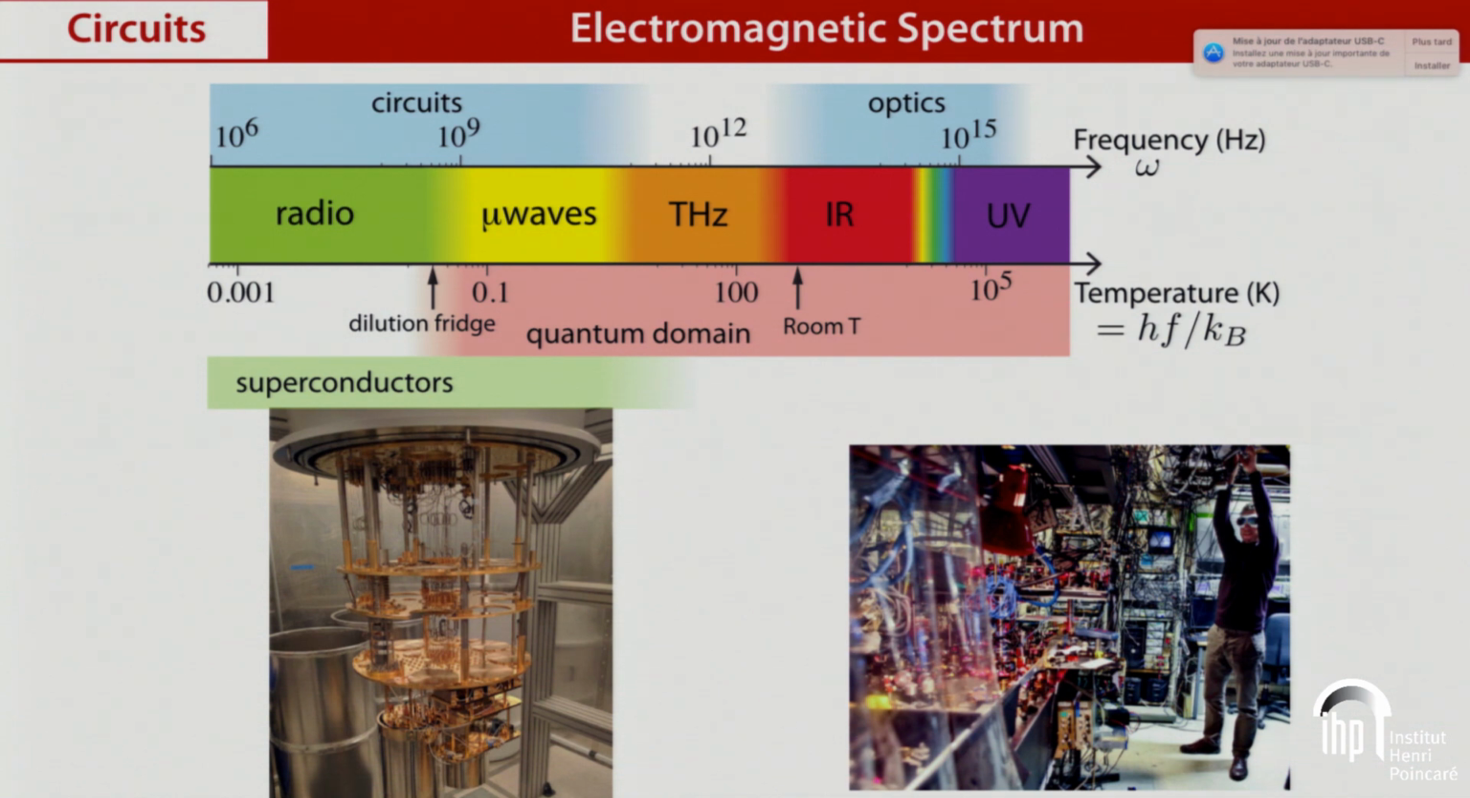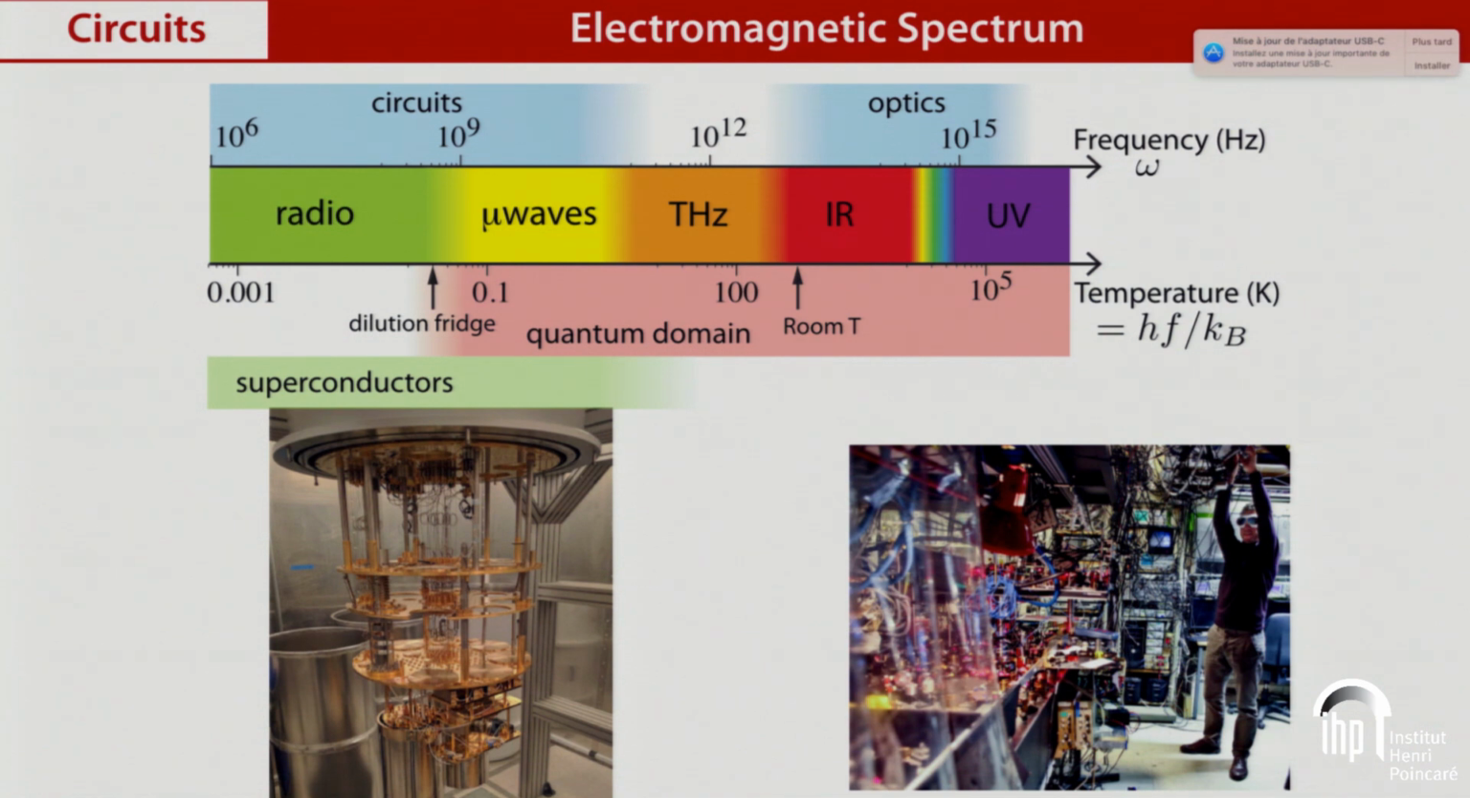So superconducting circuits, we are working in the circuit realm, which is around the microwave frequencies. Okay. And so to do quantum mechanics at such a low energy, you need to cool down your system to cryogenic temperature. So the quantum domain is around here. So you need to go to, let's say, 10 millikelvin. Okay, and fortunately at this temperature you have superconductors that you can use for free. Okay, so you have a very nice overlap right here.